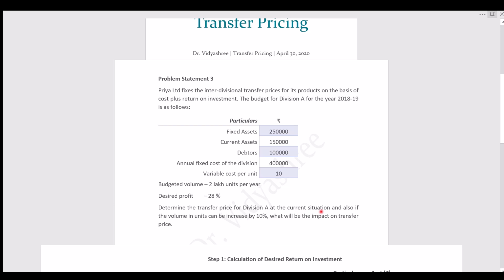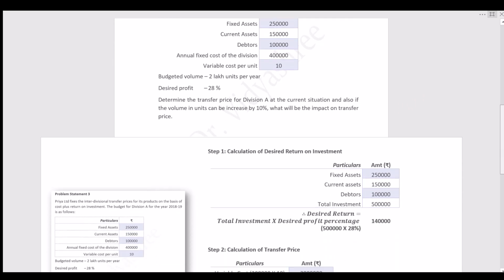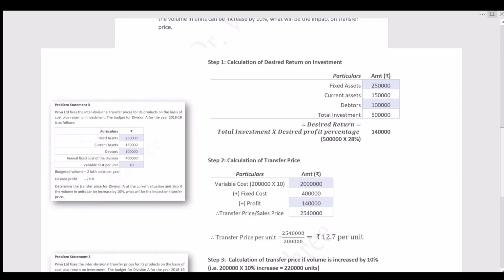After that, another step is that the volume here is 2 lakh. So if 2 lakh is increased by 10% to 2,20,000, then what would be the impact on the transfer price? So again we have to calculate the transfer price. Let's understand how this has to be done. So in this problem, we have a total of 3 steps.